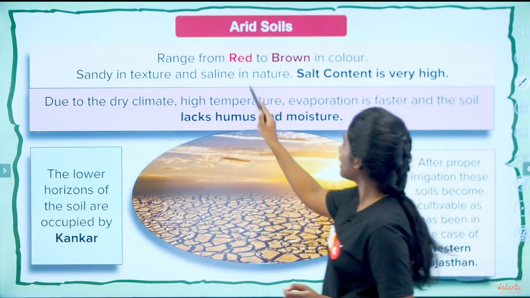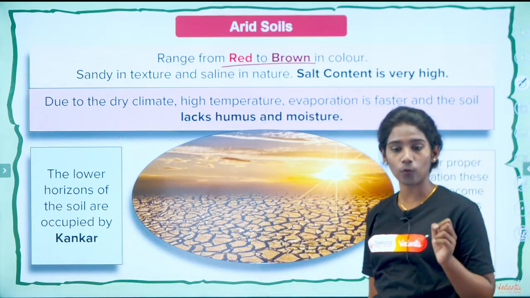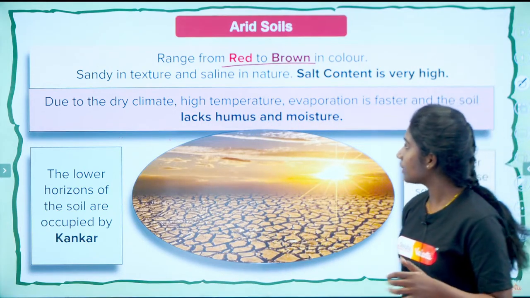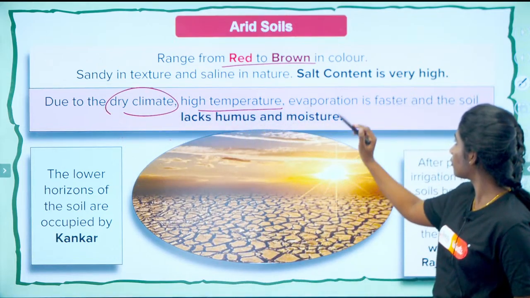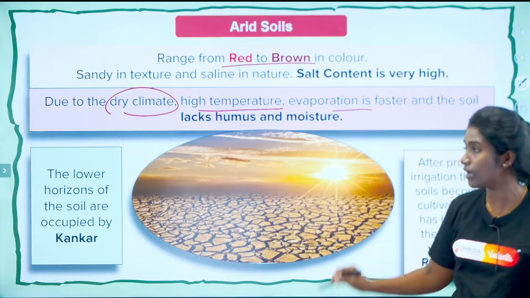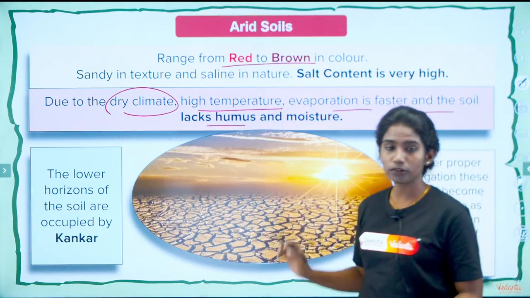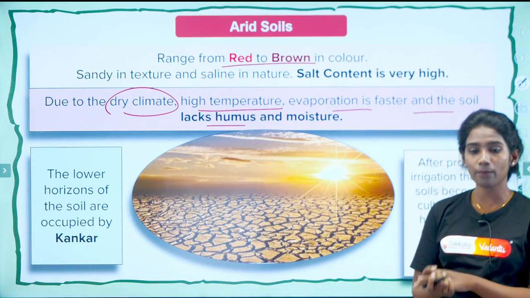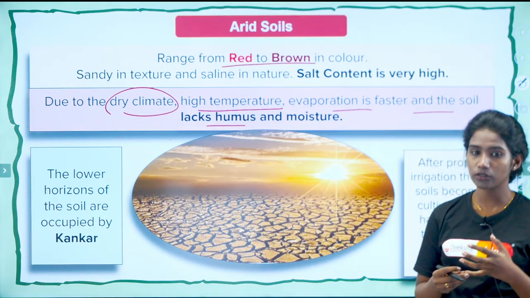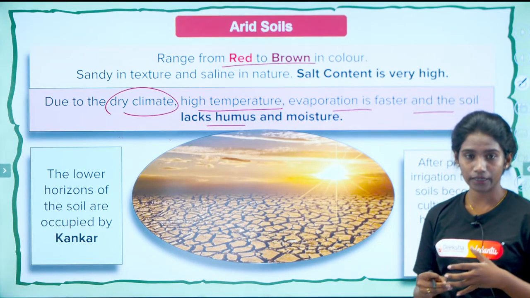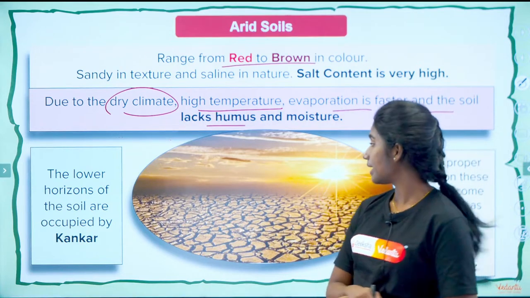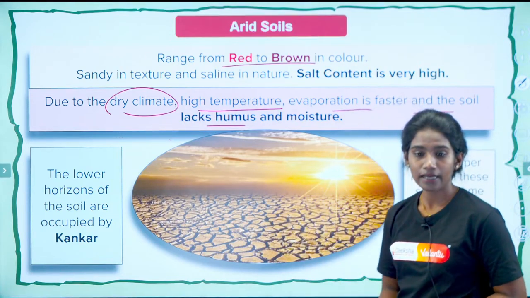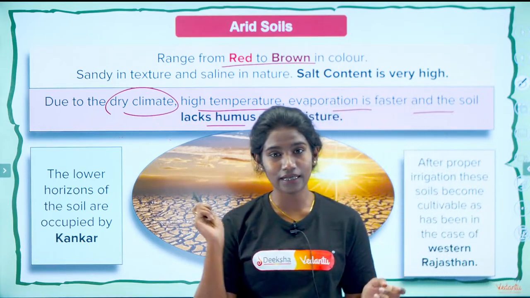See, this arid soil ranges from red to brown in color. Okay, and because of the dry climate, high temperature and very fast evaporation, over there the soil does not have any humus or moisture content. Okay, that's why the land appears like this, dried. Yes, arid soil is seen in Rajasthan.